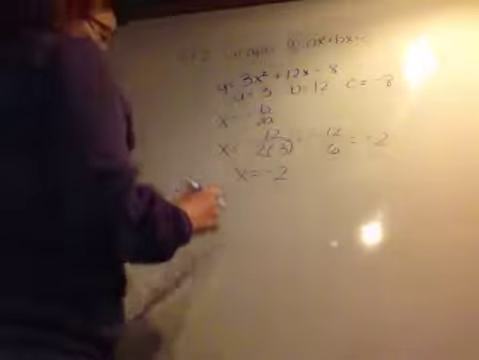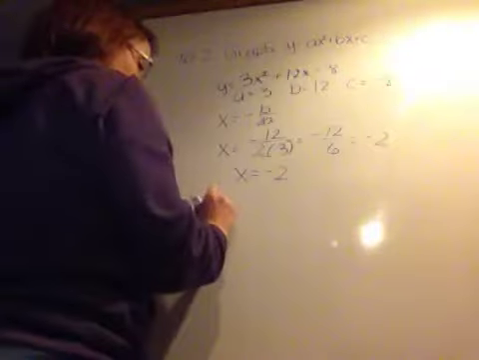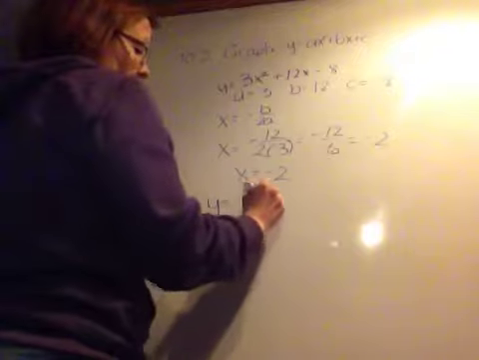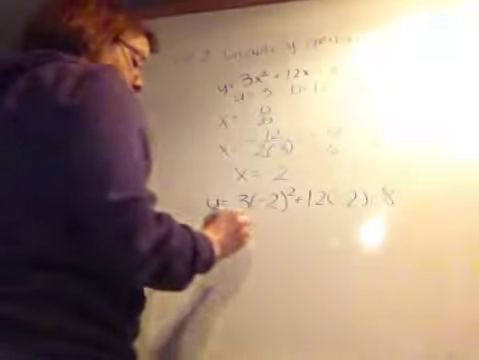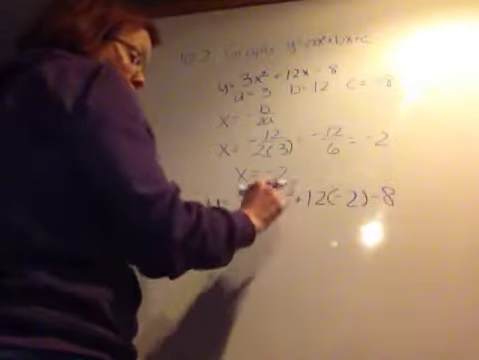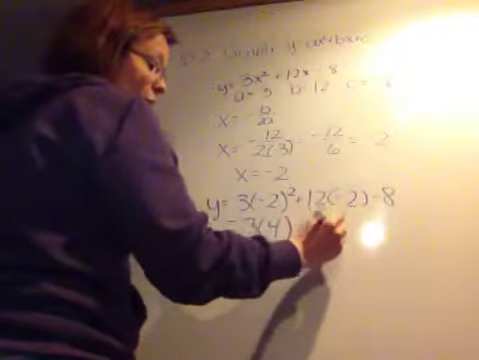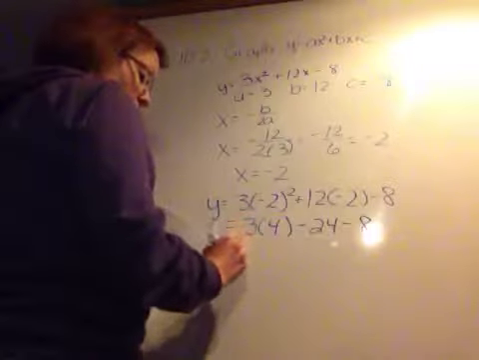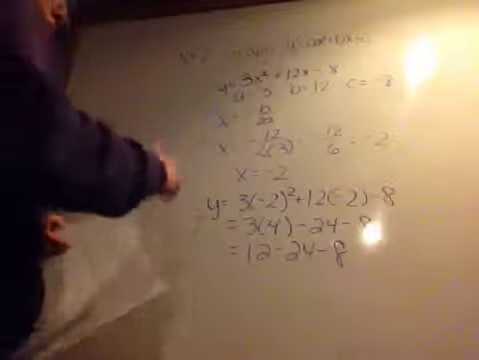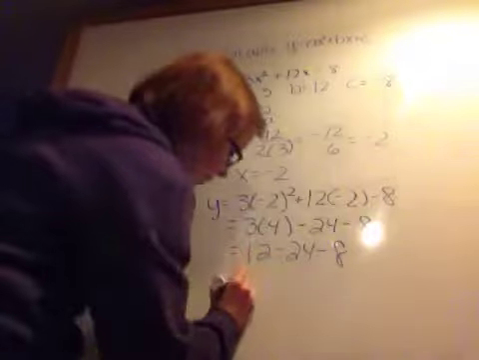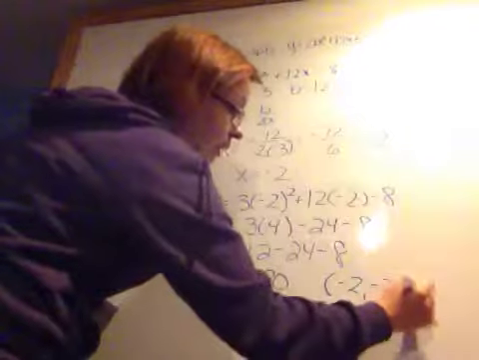Then we're going to find the vertex. So we know the x-coordinate of the vertex is negative 2. We're going to plug that into our function to find out what y is when x is negative 2. So every time I see x, I'm going to put in negative 2. Negative 2 squared is 4. 12 times negative 2 is negative 24. 3 times 4 is 12. 12 minus 24 is negative 12. Negative 12 minus 8 is negative 20. So my vertex is at negative 2, negative 20.